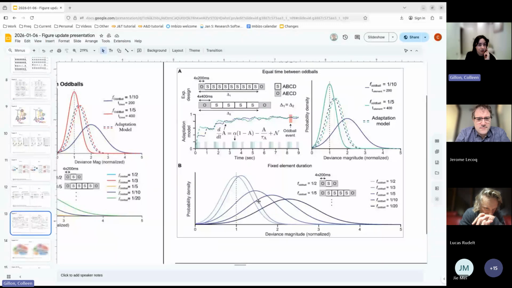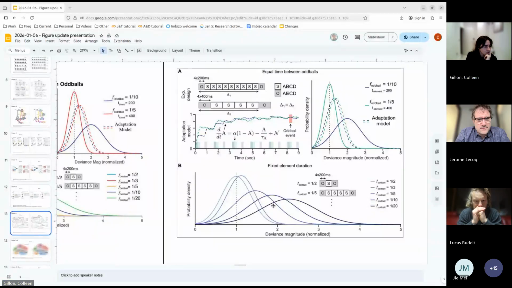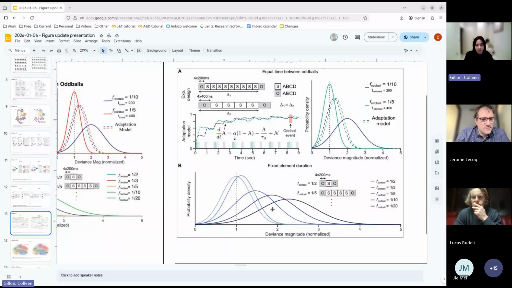Do let me know if you think that the contrast isn't good enough between the curves. Try to make it a little bit clearer. If anyone thinks this could be a source of confusion, do let me know.